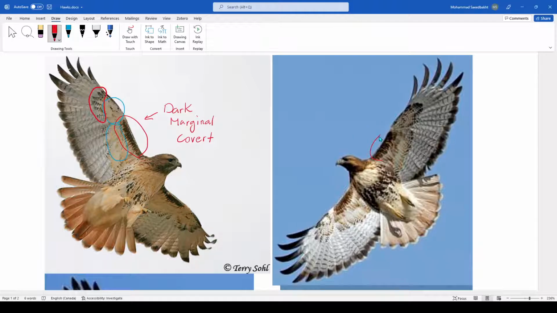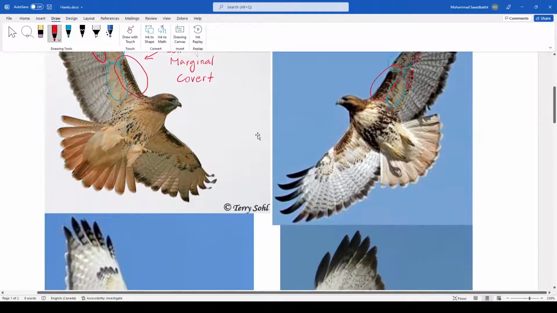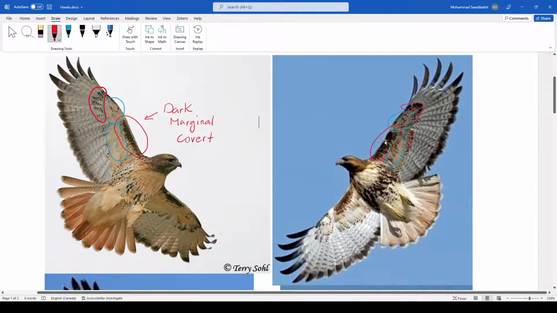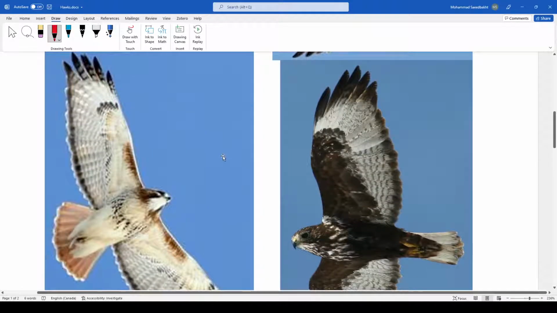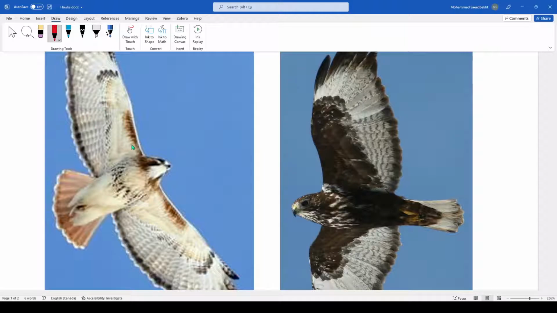And if you look at this one, we have a dark marginal covert, and the rest of it is just light colors. So primary coverts are light, secondary coverts are light. And of course, the tips of the primary coverts and some of these secondary coverts are dark, but the main difference was the marginal covert. That's what you have to remember. So we see the same thing here. The marginal covert is darker. The rest of the covert area is light.